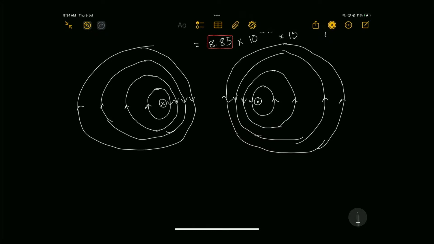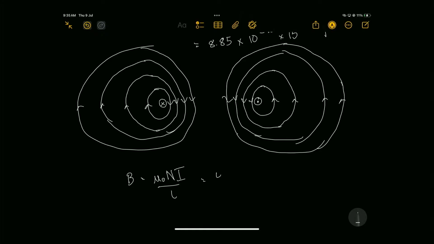A solenoid is constructed with 60 turns of copper wire around a cylinder of radius 2 centimeters and a length of 4 centimeters. A current of 5 amps flows through the solenoid. Determine the magnetic flux density at the center of the solenoid. So we know for a solenoid, B is equal to mu naught N I over L, right?